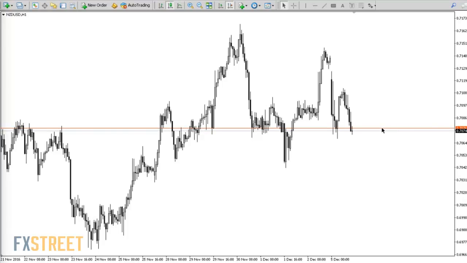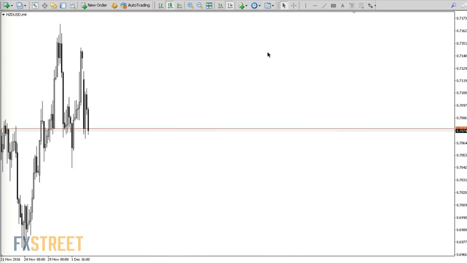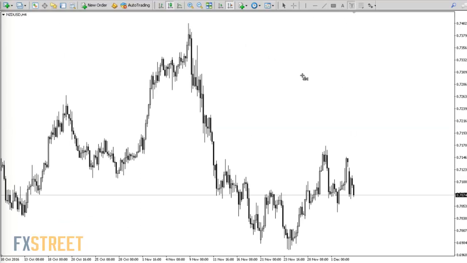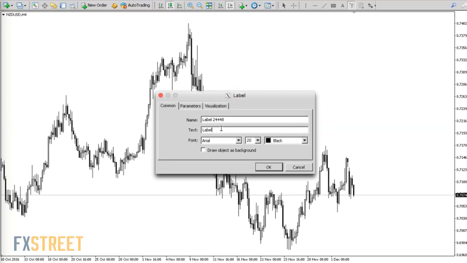So with no key data out from New Zealand plus US dollar, I think the market will be waiting for next week's FOMC instead. So I expect the Kiwi dollar to continue in a sideways manner. So that's my comment. I'll just put it over here.